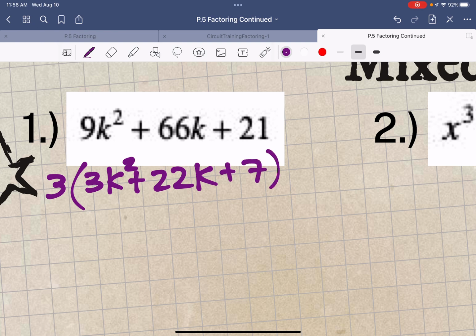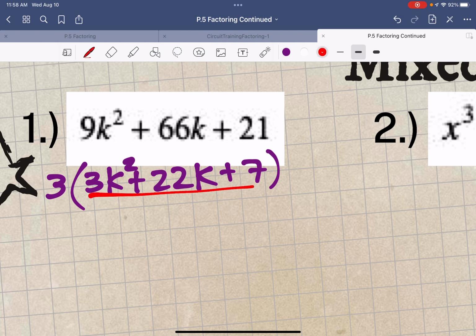Awesome. So it would still work out if you didn't see that, by the way, but your math would get really big because remember with a trinomial, we have to multiply a times c. So if you left that in, you're multiplying 9 times 21, which is a lot harder than when we do it here.